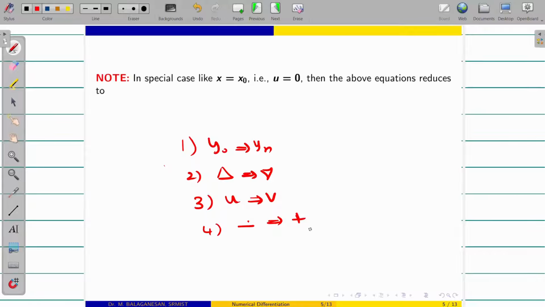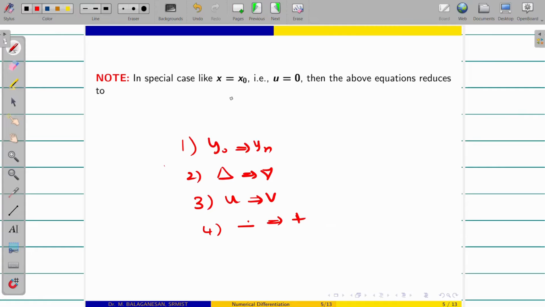These are the four changes you have to make to get Newton's backward interpolation formula for the first derivative, second derivative, third derivative. If you know the first derivative formula, second derivative formula, third derivative formula for forward interpolation, and you make these changes, we can get the backward interpolation formula, right?